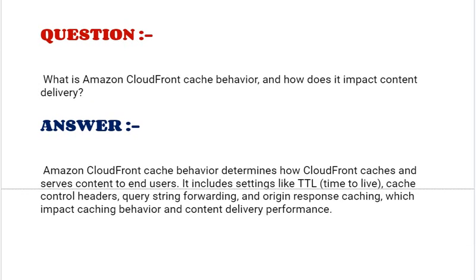Our next interview question is: what is Amazon CloudFront cache behavior and how does it impact content delivery? Your answer should be: Amazon CloudFront cache behavior determines how CloudFront caches and serves content to end users. It includes settings like TTL, time to live, cache control headers, query string forwarding, and origin response caching, which impact caching behavior and content delivery performance.